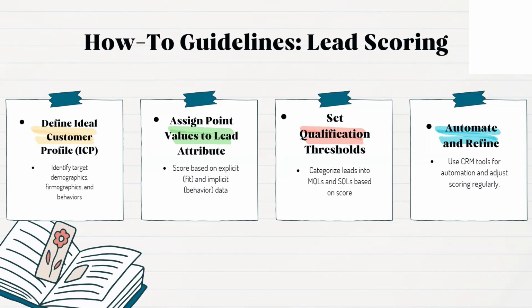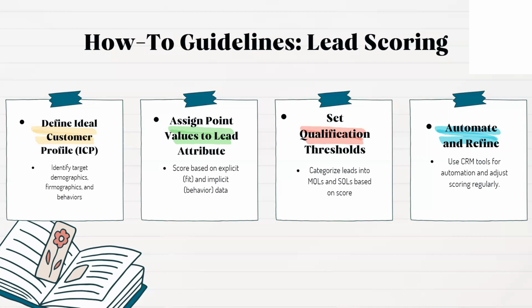Next, assign point values to lead attributes through two types of scoring. Explicit scoring is based on the lead's fit, such as their job title or company size, while implicit scoring is based on their behavior, including actions like website visits, email clicks, or content downloads. Higher points should be awarded to behaviors that show strong interest, such as visiting a price page or engaging in product-related content. Once scoring is in place, set clear qualification thresholds to differentiate between marketing qualified leads, MQLs, and sales qualified leads, SQLs.